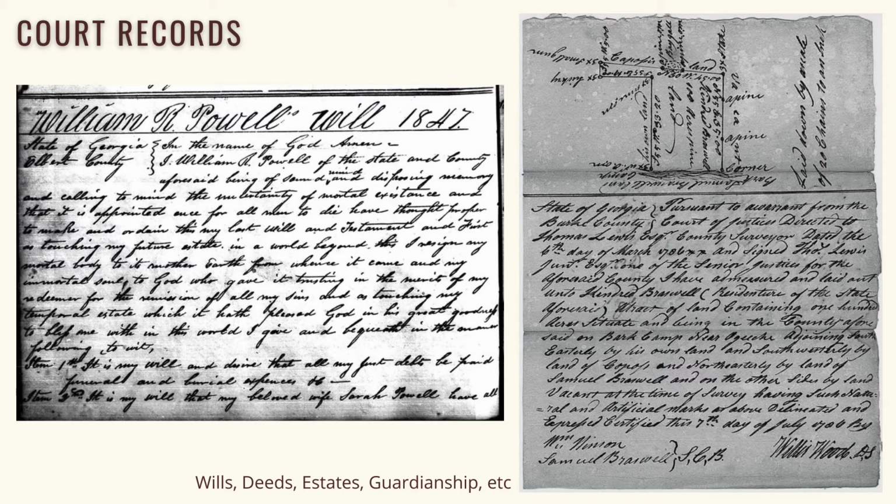Court records include wills, deeds, estates, guardianship records, and more. These records are especially important going back prior to the 20th century, when there were fewer vital records required by the government. These documents often list family members or infer relationships and give private insight into vital dates like deaths.